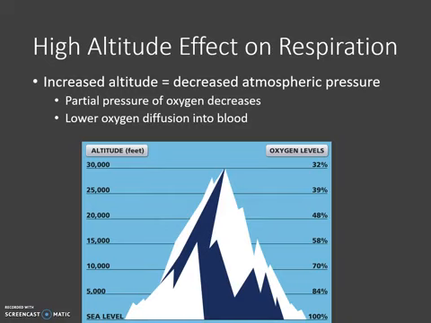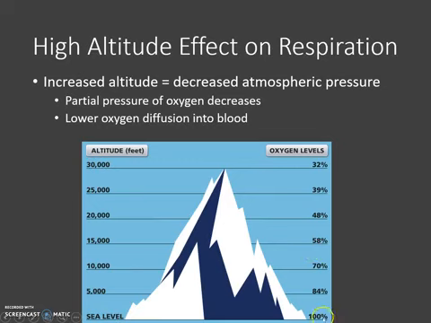So as you go up in altitude or up in elevation, the pressure of oxygen decreases, and so oxygen diffuses into the blood at a lower rate than it would if you were at sea level. And you can see these numbers on the picture here. So we've got a fake mountain, and altitude is going up from sea level, which is right on the surface of the earth, going up to 30,000 feet.